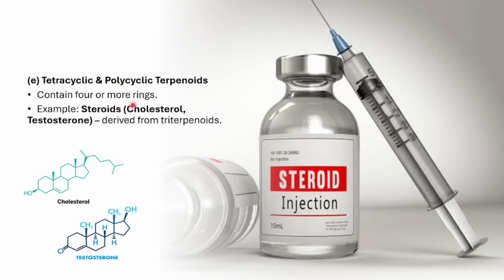Tetracyclic and polycyclic terpenoids contain four or more rings. As you can see, examples are cholesterol and testosterone. As you can see, 1, 2, 3 and 4, in this case 4 rings are present. So steroids, cholesterol and testosterone are derived from triterpenoids.